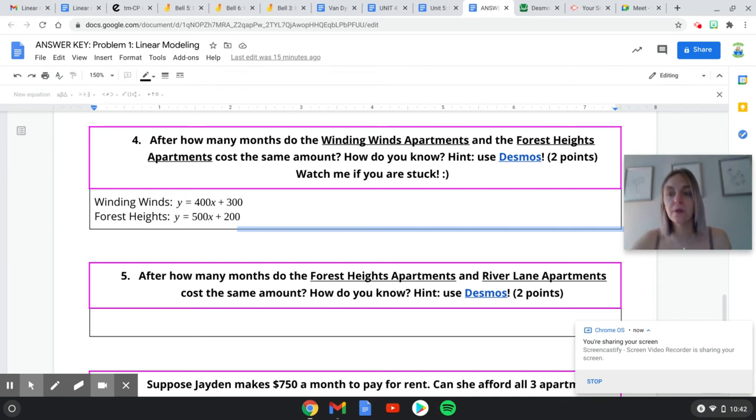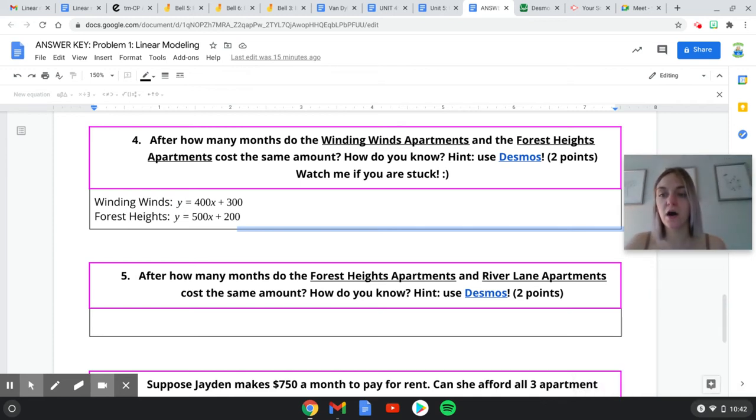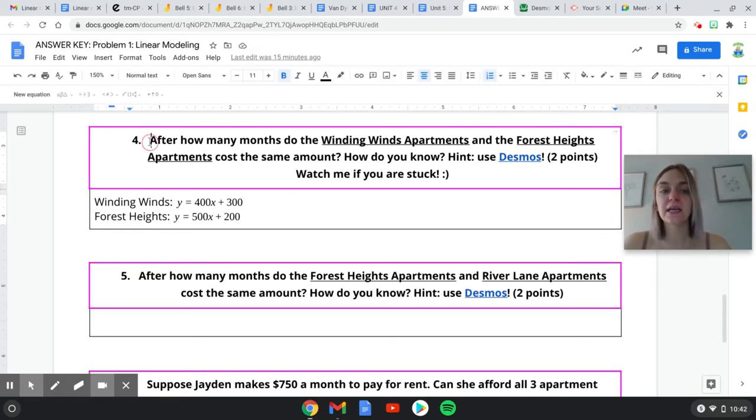All right, so you are watching me if you're stuck on number 4, number 5 on this problem 1 linear modeling. So number 4 is asking, after how many months do the Winding Winds apartments and Forest Heights apartments cost the same amount? How do you know? Your hint is to use Desmos, so make sure that this link is open if it is not already.